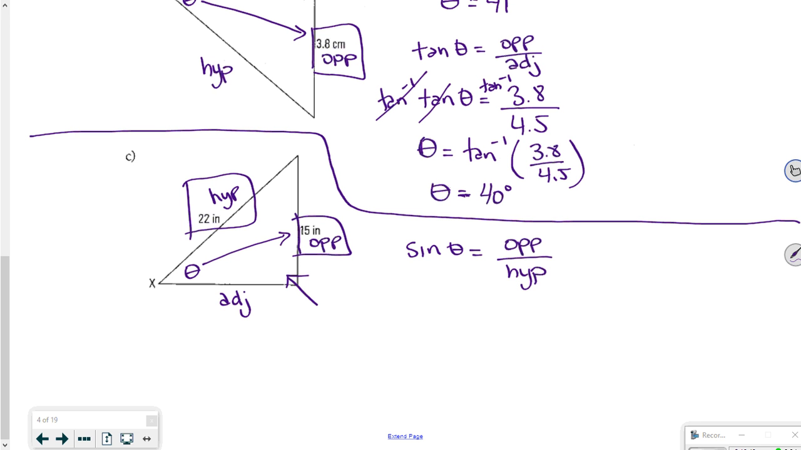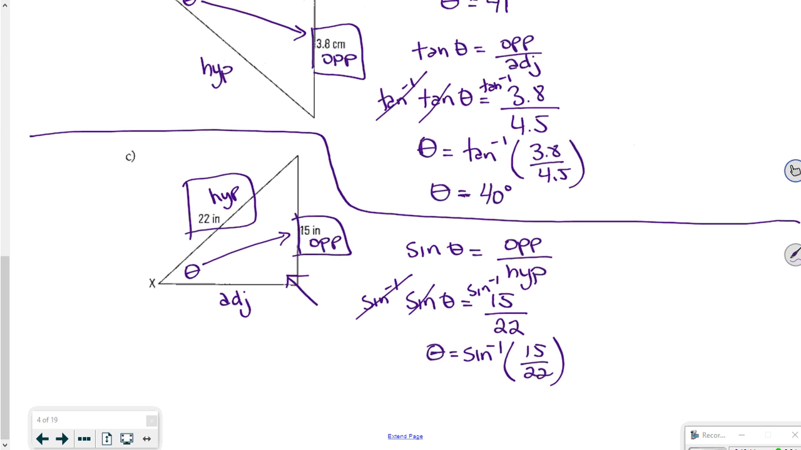Fill in what we know. And then solve. So inverse sine cancels the sine symbol out. So you're going to do second sine, and then in your brackets, 15 divided by 22. When you do that, you get an angle of 43 degrees. Okay, one more on the next page.